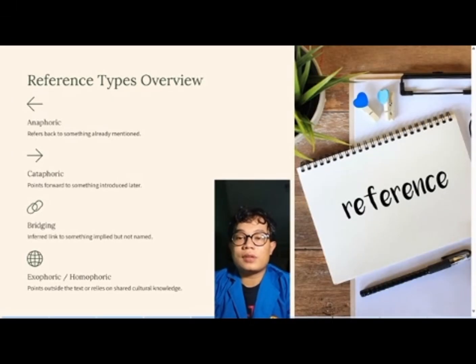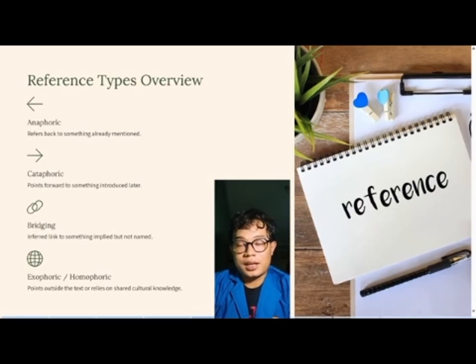So in this slide, we have outlined the 4 main directional and cognitive categories of reference that we track throughout our study. The first one is anaphoric reference. This occurs when a word refers backward to an entity that has already been introduced. It is the engine of textual cohesion.